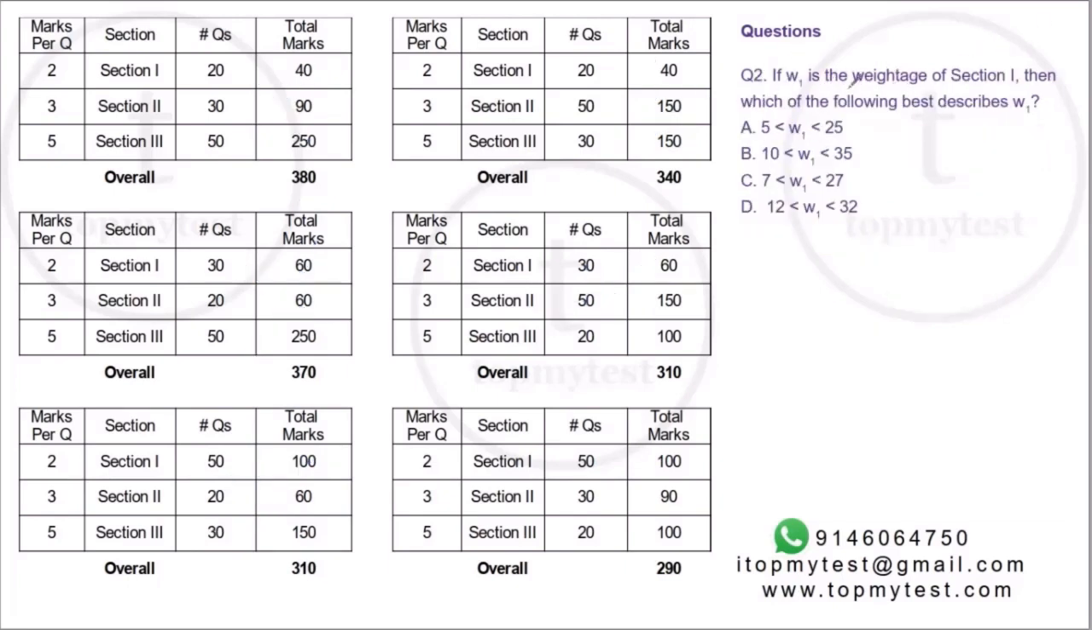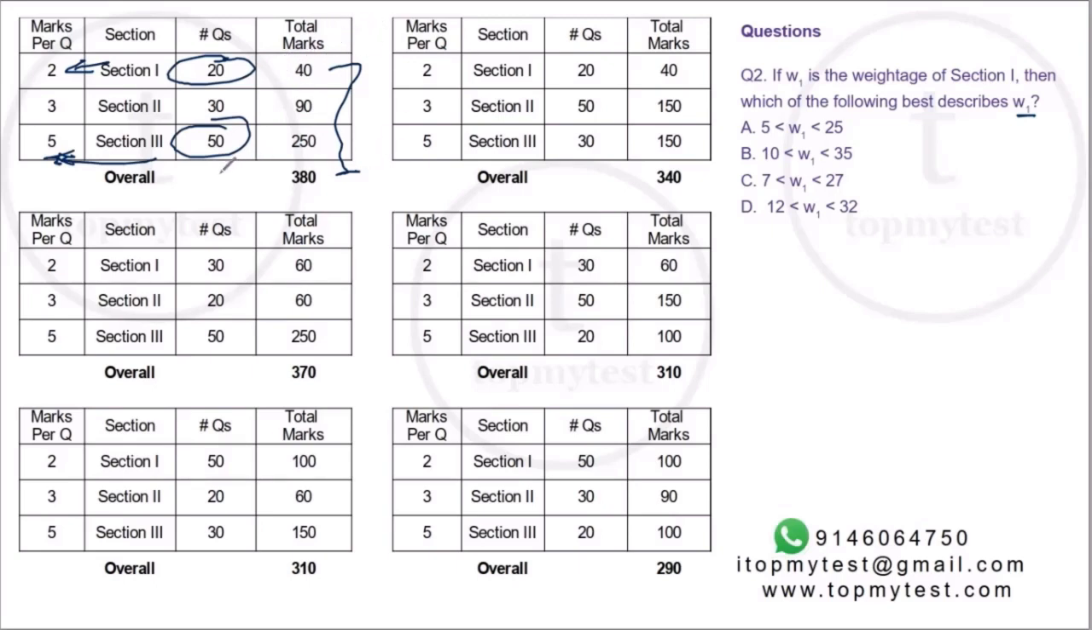Question number 2. If W1 is the weightage of section 1, which of the following best describes W1? So you need to find the range, the lowest to the highest values. You can mentally, visually actually do this. You can easily say that this is going to be the lowest, because the lowest number of questions are allocated to the lowest number of marks, right? Whereas the highest number of questions are allocated to the highest number of marks, right? So obviously the weightage of the lowest section will be as low as possible.